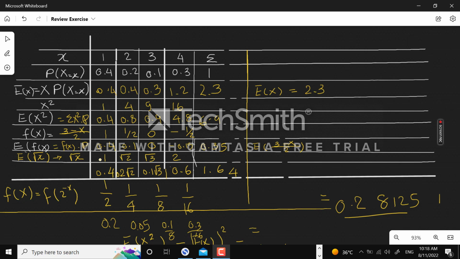The second step is to multiply the value of the function, which we have calculated here, times the probability of each. So this is the probability of each. Then we multiply 1 times 0.4 equals 0.4. 0.2 times the square root of 2 equals 0.2 square root of 2. 0.1 square root of 3. And 0.3 times 2 equals 0.6. If we calculate all of this, it will give me the summation of 1.64.